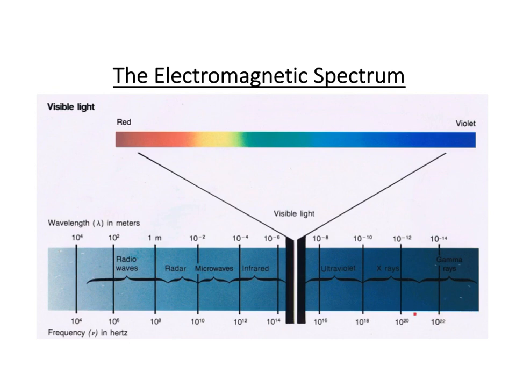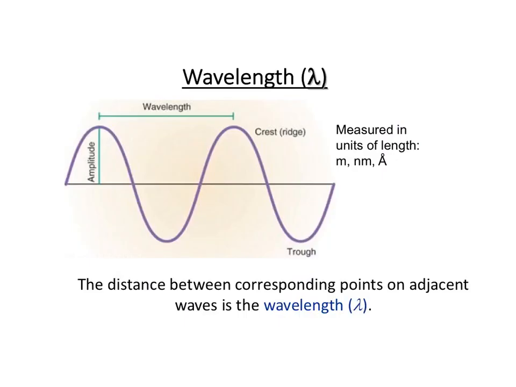So wavelengths and frequencies. What the heck are wavelengths and frequencies? Wavelength is the distance from the crest to the crest, okay? So we call the top of the wave the crest and the bottom the trough. So the distance from the crest to the crest is called the wavelength. We measure that in meters, nanometers, and angstroms. You'll mostly see meters and nanometers.